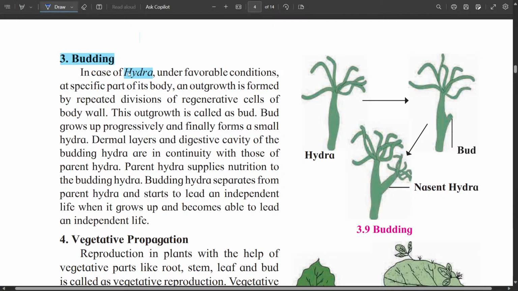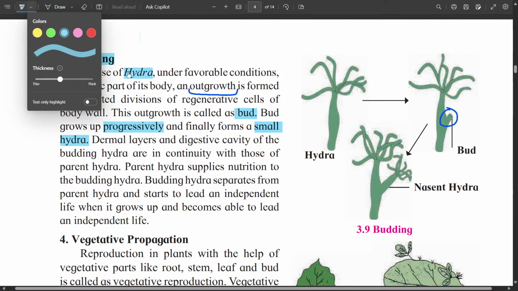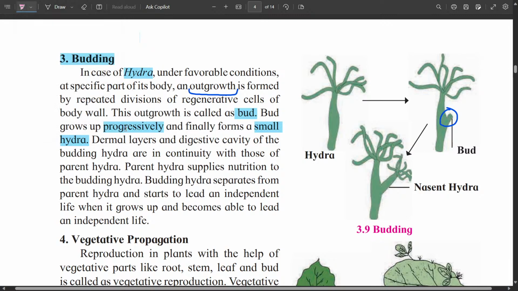So here what happens, an outgrowth is formed on the body of Hydra by repeated cell division. This outgrowth is called the bud. The bud grows progressively, again cells, tissues, and organs are formed, and it finally forms a small Hydra, with dermal layers and a digestive cavity. So this is the body differentiation, and it is absent in unicellular organisms.